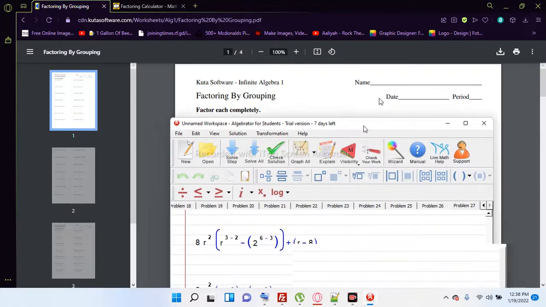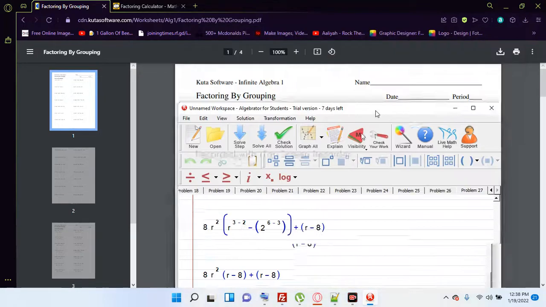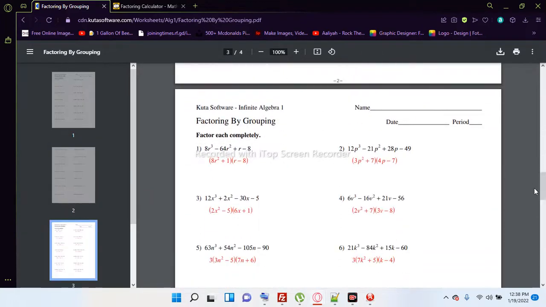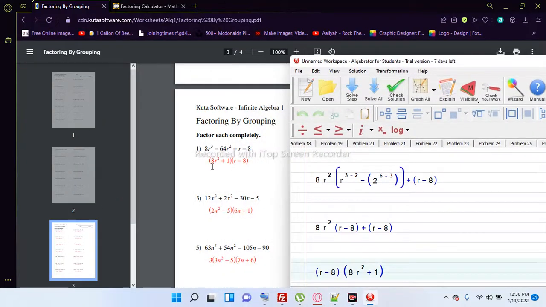And you look, and we solved all, and it says (R minus 8)(8R squared plus 1). Let's check and see what she gives us for the answer. I think it's the same thing we had there. If you look, (8r squared plus 1)(r minus 8), (r minus 8)(8r squared plus 1).